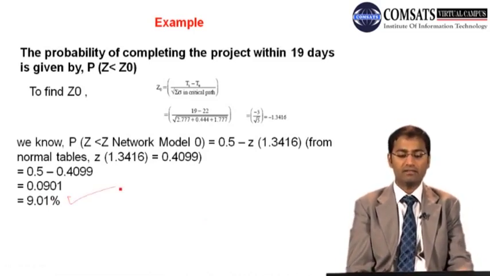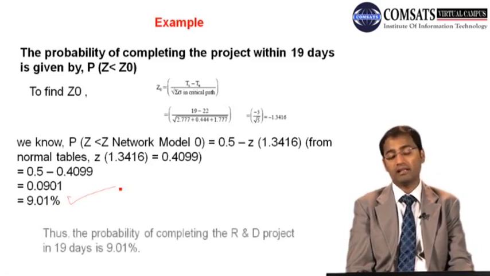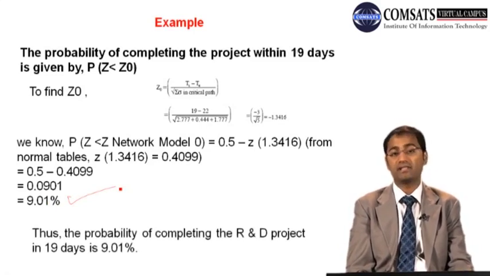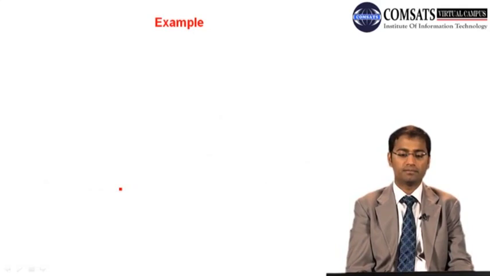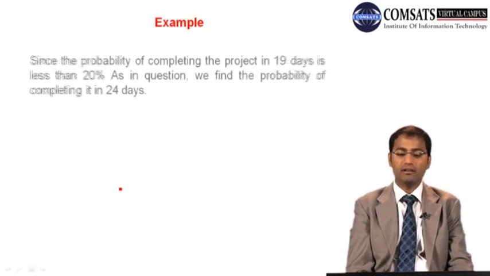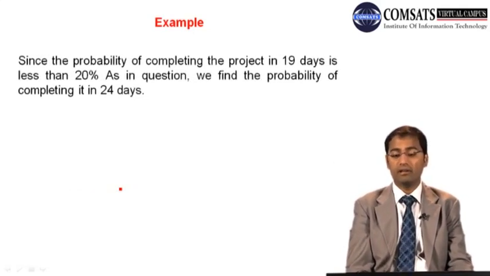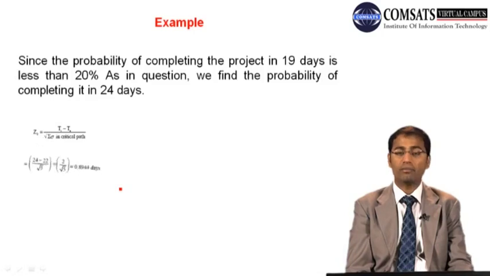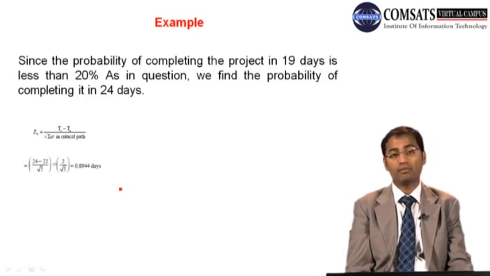Then comes the second phase. Thus the probability of completing the R&D project in 20 days is less than 20%. Hence another thing is we will find the probability of completing it in 24 days. So again the same thing, 24 minus 22, divided by the square root of 5, and then we are having 0.8944 days.